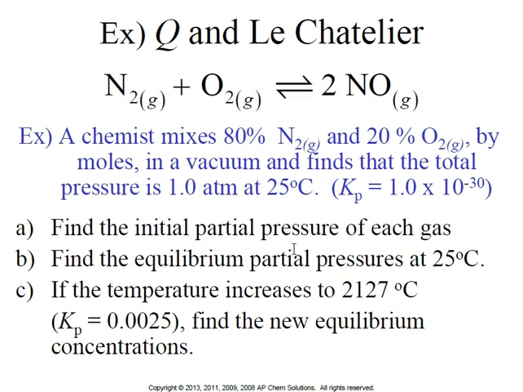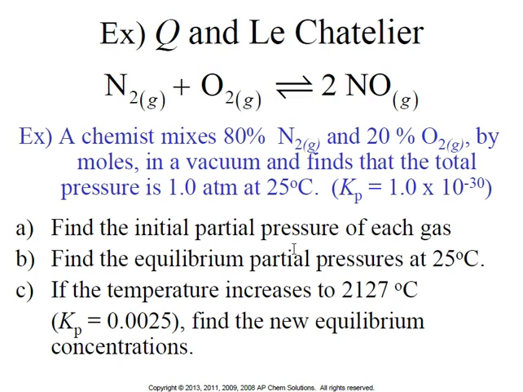So in this example, we have a chemist who is mixing 80% N2 and 20% O2 in moles in a vacuum. And these are both gases. When she does that, she finds that the pressure is 1. And she has this at a temperature of 25 degrees Celsius. She knows the Kp value at 25 degrees Celsius is 1 times 10 to the negative 30th. So the first question is, what are the initial partial pressures of each gas?